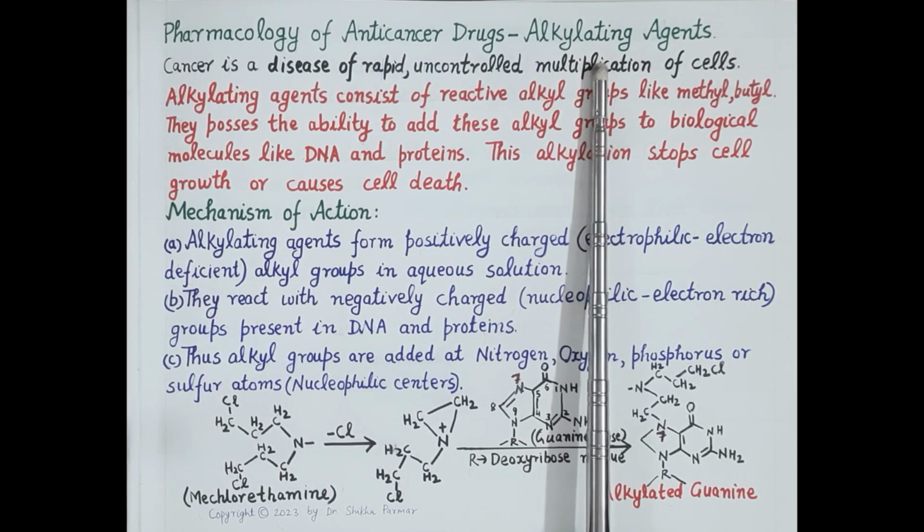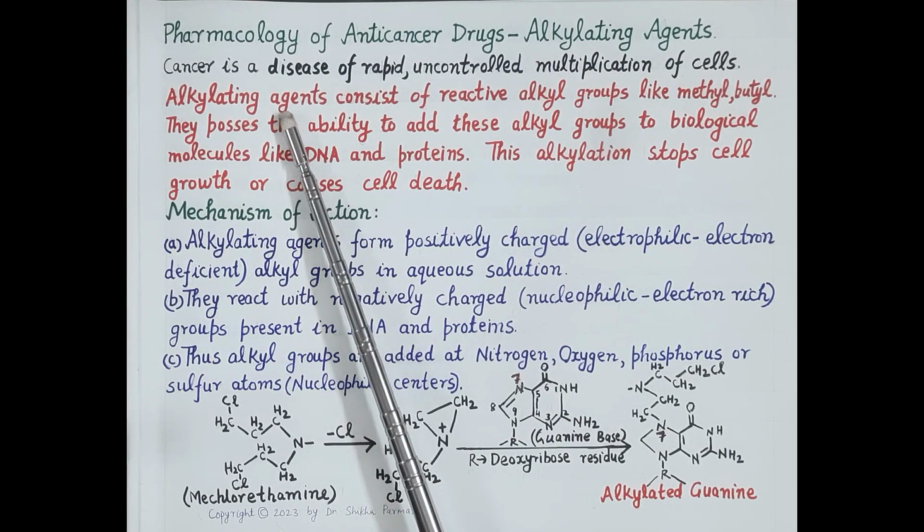Now, alkylating agents is a class of anti-cancer drugs. Now, these alkylating agents are cell cycle phase non-specific drugs that do not act specifically on one phase of the cell cycle. On the contrary, they can act on any of the phases of the cell cycle, including the G0 phase, that is the resting phase of the cell.